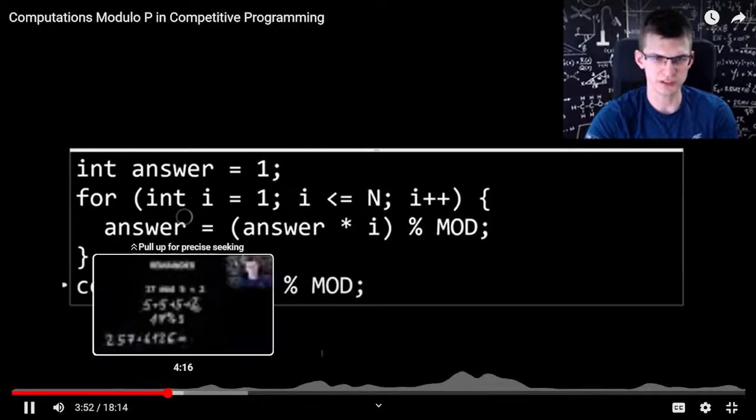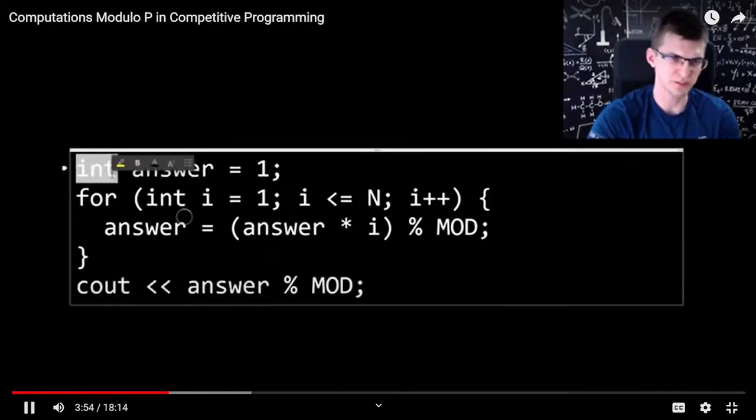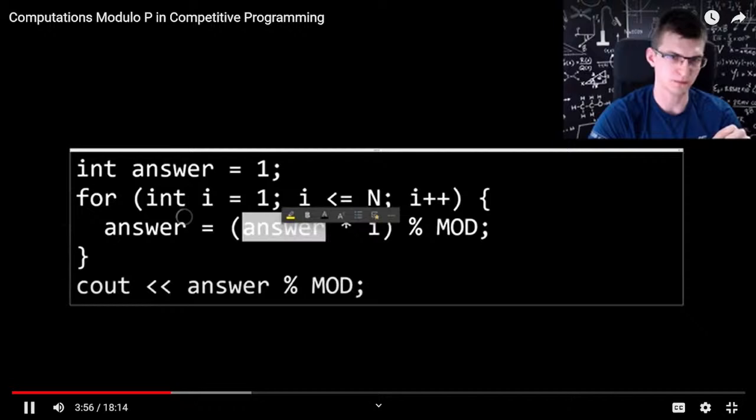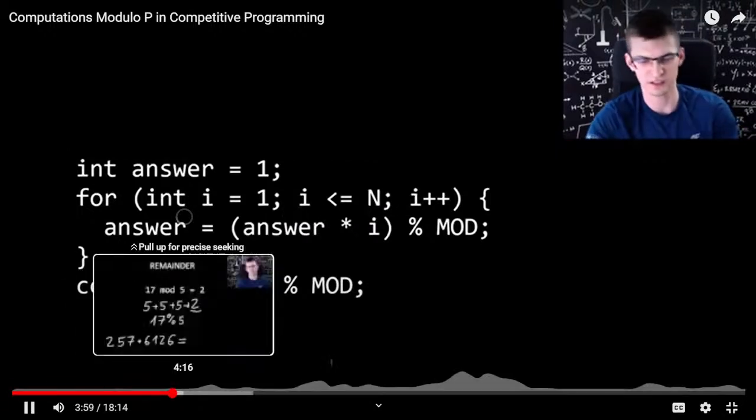Also here, with just this code, we would have an overflow. Answer must be long, or we need to cast this into long. Otherwise you have billion times billion, that overflows in C++.